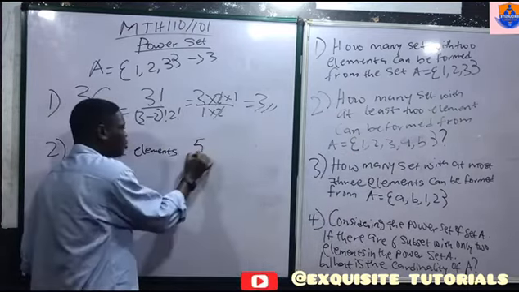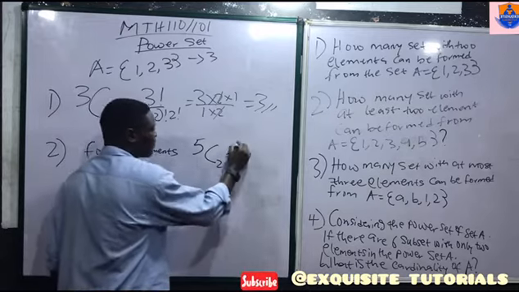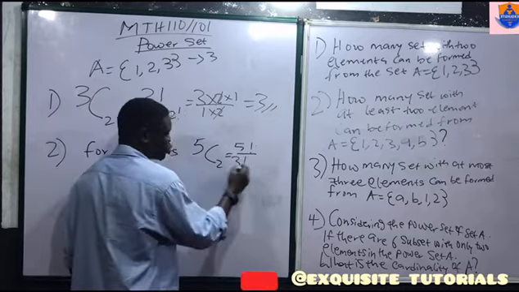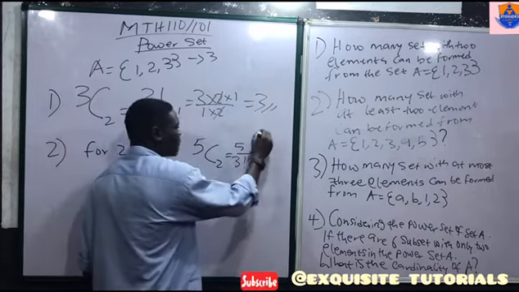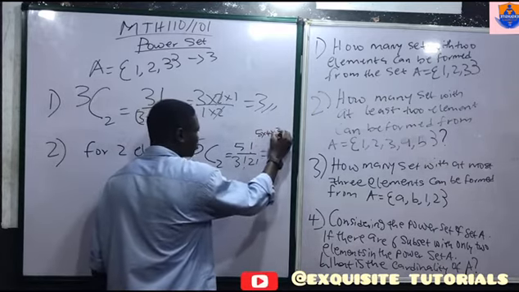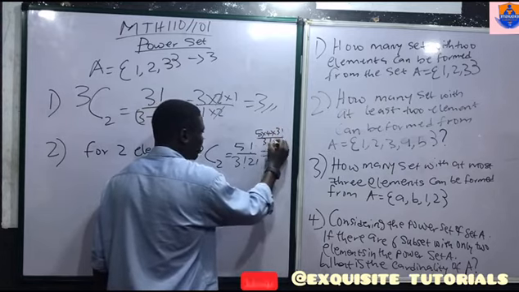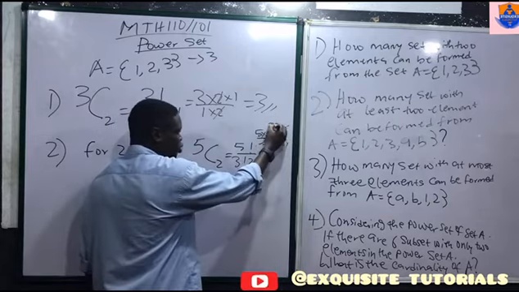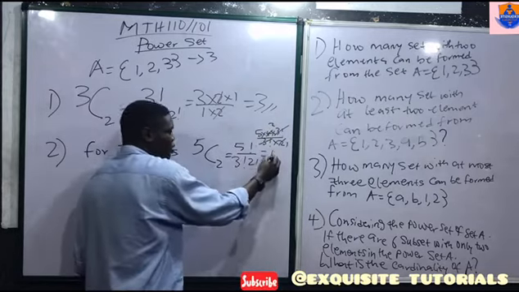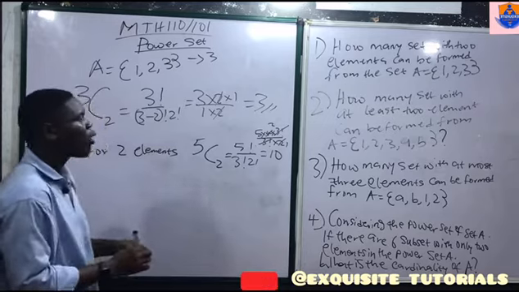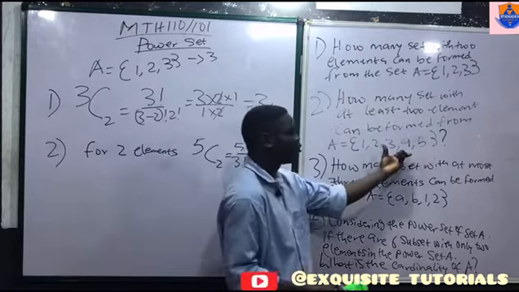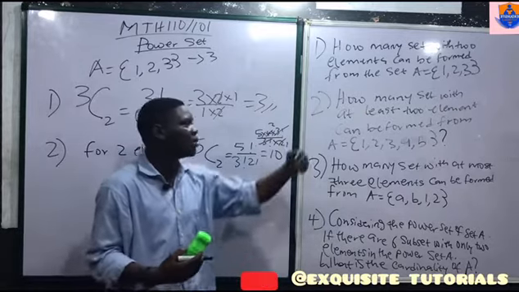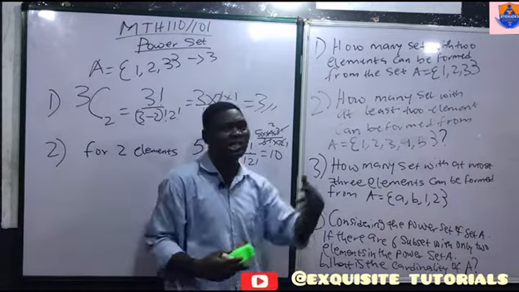We have 5 combination 2. So this is 5 factorial all over 5 minus 2 is 3, 3 factorial times 2 factorial. So this is 5 times 4 times 3 factorial all over 3 factorial times 2. This 3 factorial cancels out. 2 cancels out with 2 here. So we are left with 5 times 2, which is 10. So we have gotten the number of sets with only 2 elements that can be formed from this. But that's not what the question said. It said at least 2.